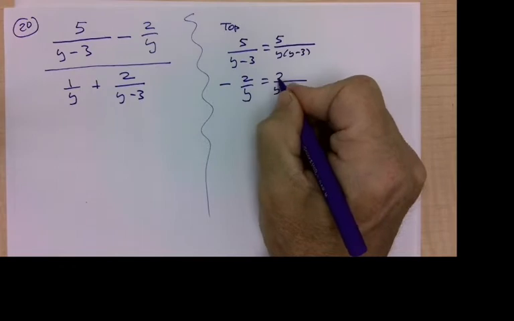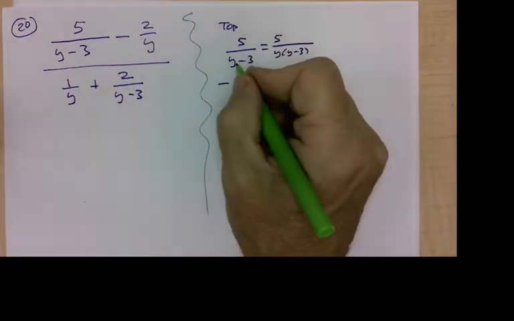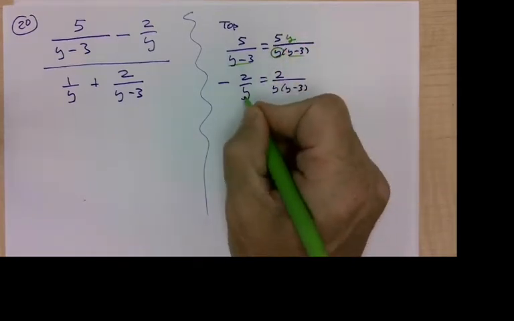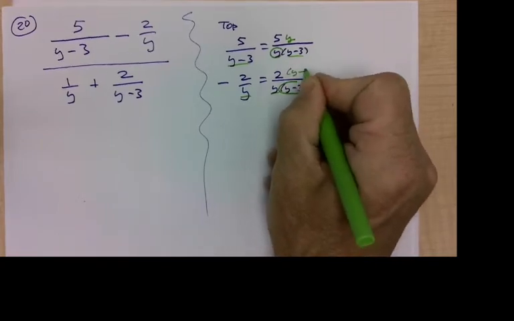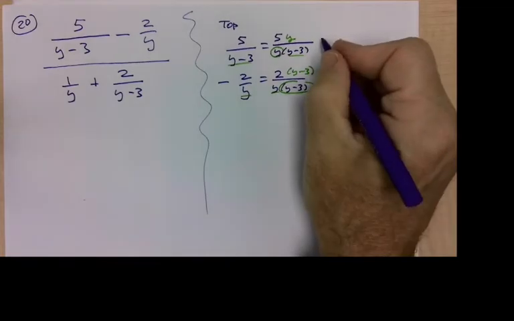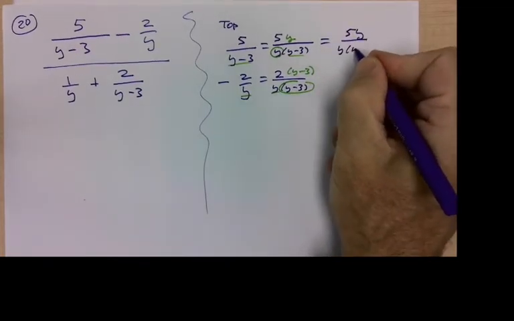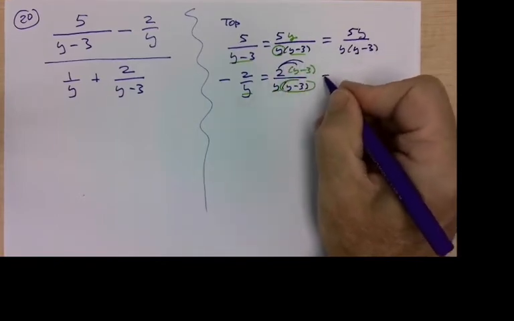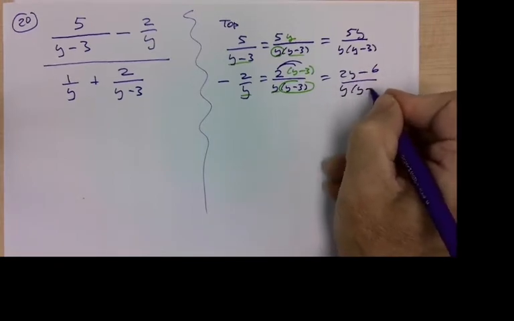5 and 2 were there before. What's new? Y minus 3 was there before. Y is new. Multiply the top by y. Y was there before. Y minus 3 is new. Multiply the top by y minus 3. So now I get 5y over y times y minus 3. On the bottom, I get 2y minus 6 over y times y minus 3.